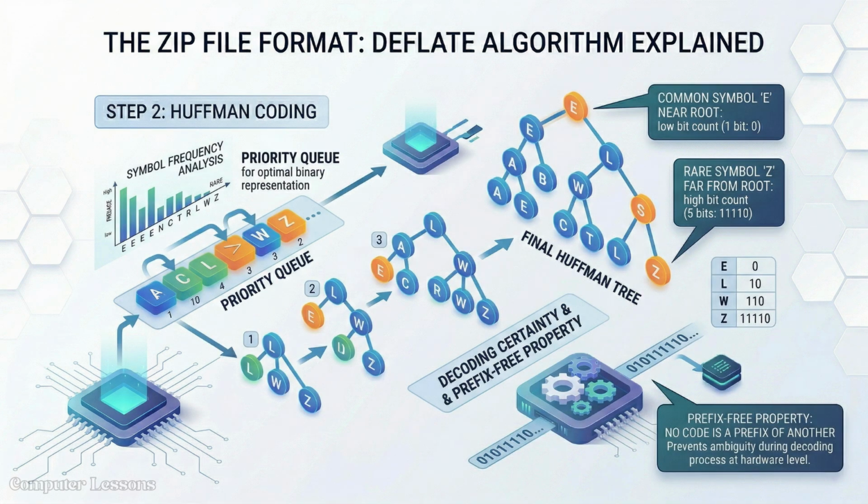Building a Huffman tree requires a priority queue to determine the optimal binary representation for every data symbol. The most frequent symbols reside near the root of the tree for fast access and low bit counts. This prefix-free property prevents ambiguity during the decoding process at the hardware level.